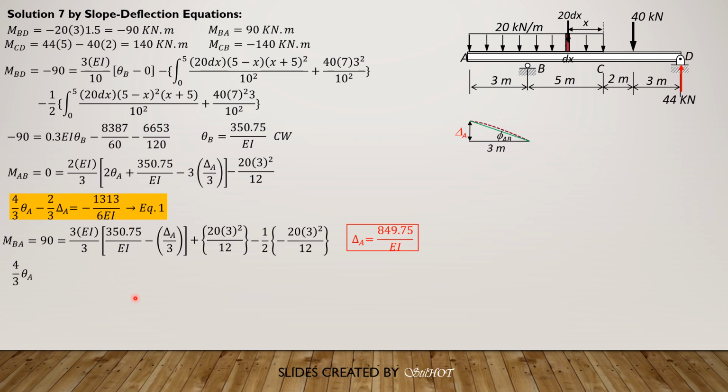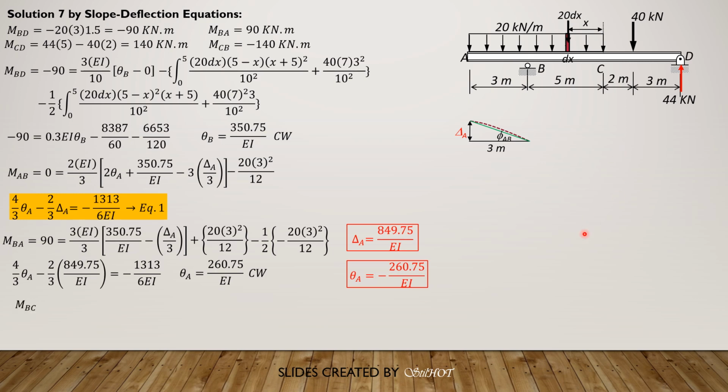Substitute into equation 1: 4/3 theta A minus 2/3 of 849.75 over EI equals negative 1313 over 6 EI. So we can solve theta A. If theta A is positive, it means clockwise, but clockwise rotation is actually negative. So clockwise is negative because the positive slope or positive rotation is counterclockwise. So theta A is negative 260.75 over EI.